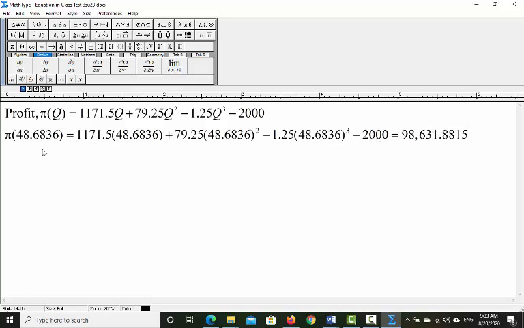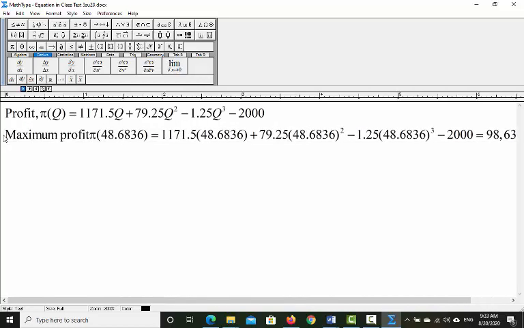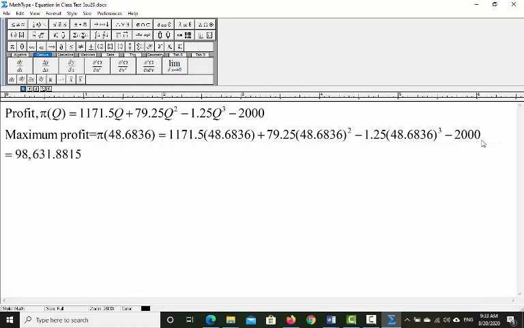So the maximum profit is equal to this one. Now the question is asking us to find out the price also at the Q max level. That means if you produce and sell this much quantity of the product, in that case what should be the price?